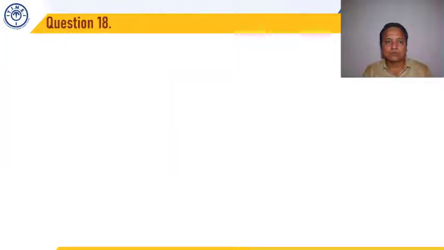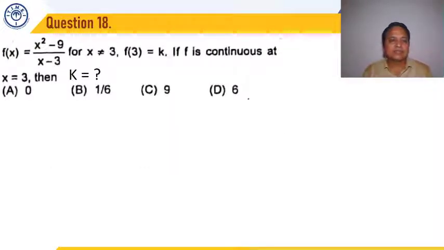So we move to question 18 of the handout. It says f(x) is x square minus 9 upon x minus 3 for x not equal to 3, and f(3) value is k. If f is continuous at x equal to 3, then find the value of k. A continuous function has the same value, f(3) equal to k. So when x is not equal to 3 and is tending to 3, it also has the same value.